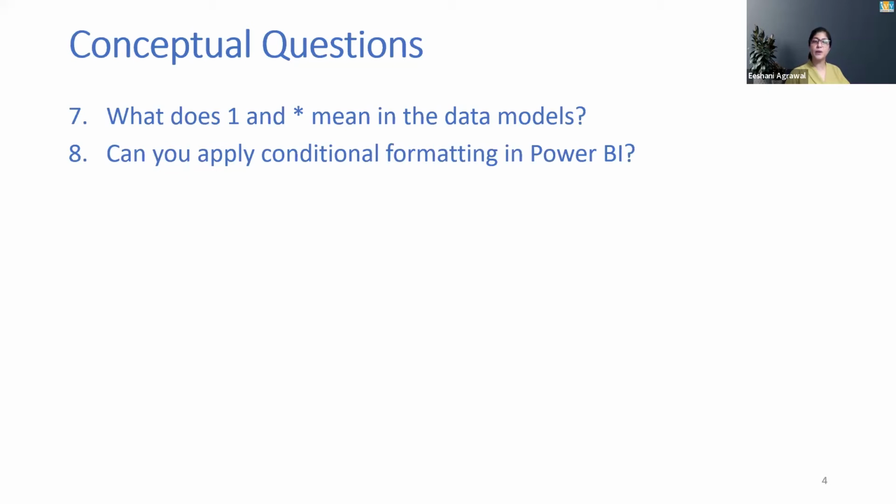Who wants to answer the question? Why in tables and matrix can we use conditional formatting? Because tables and matrix have numerical data. Yes. So to easily differentiate between them, we highlight the maximum. Absolutely.